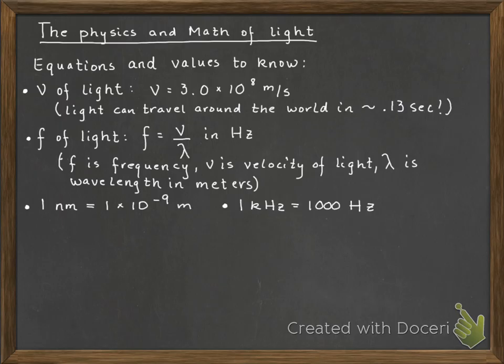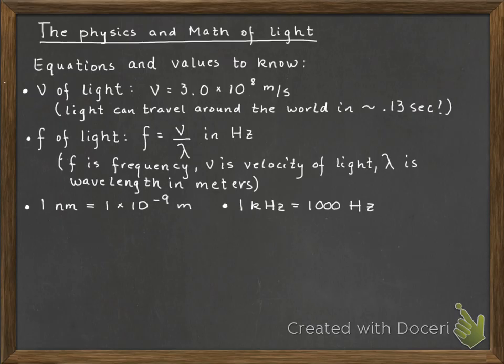The first one is the velocity of light, which of course, V equals velocity, 3.0 times 10 to the 8th meters per second. Putting that into perspective, light can travel around the world in 0.13 seconds. That's how fast light travels. And that concept is going to become important as we do some of the problems along with the velocity of lightning and thunder, etc.